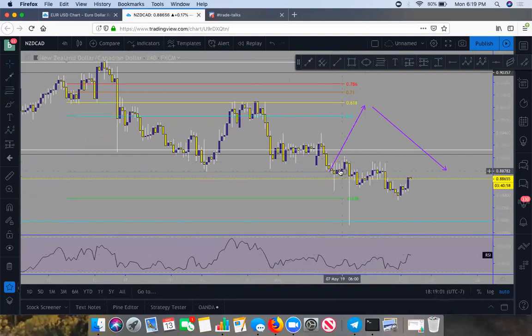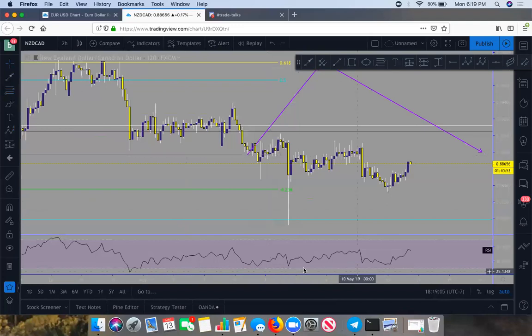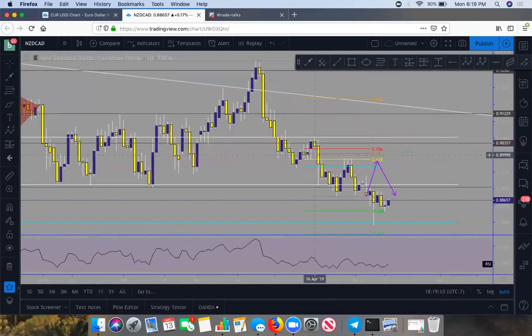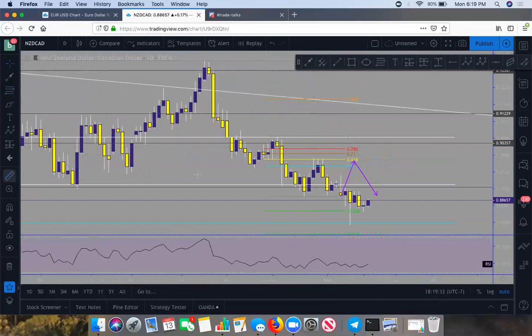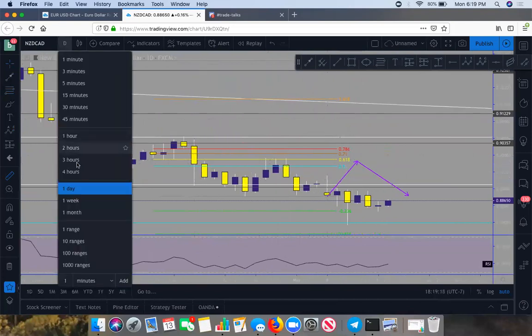Maybe a little bit of divergence. Let's go on a 2 hour, maybe see a little better. Not really, but it did complete the measured move. If you were in this trade, you would have had a perfect entry from this high to this low. You would have had to wait a few days because it would have played around with you.